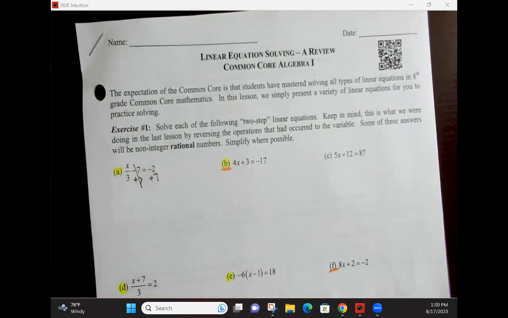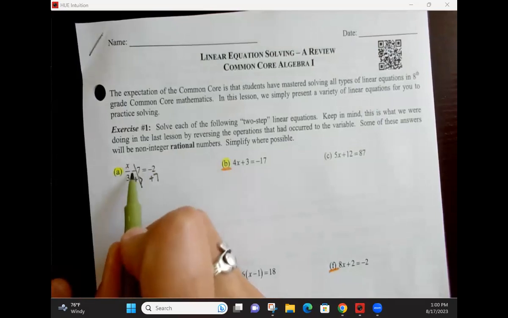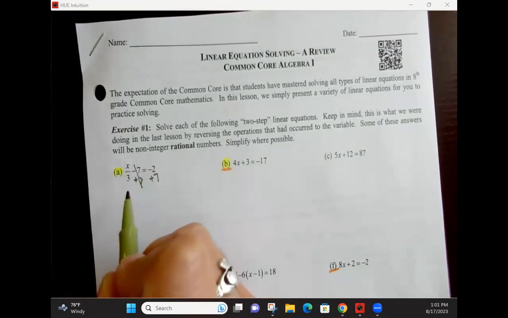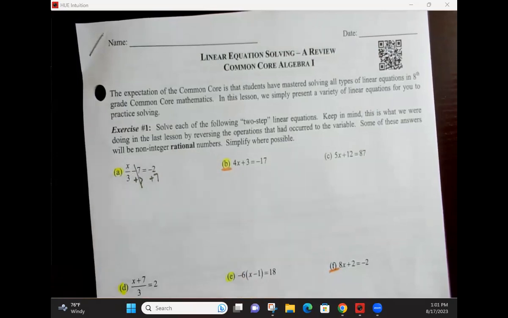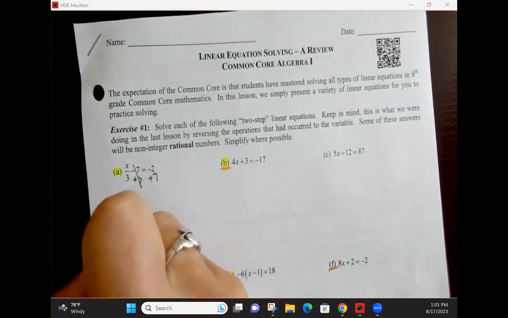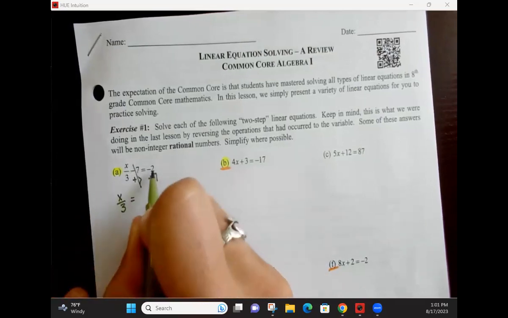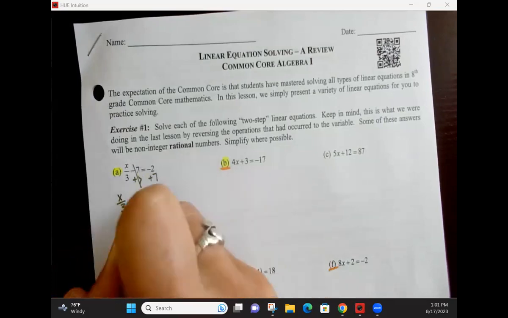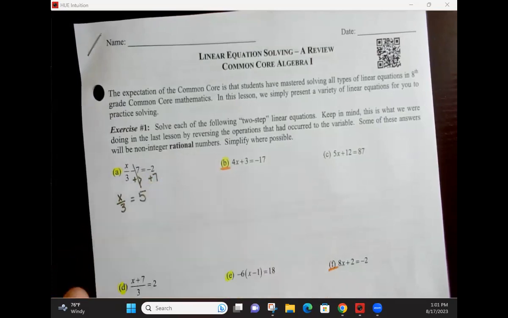Sometimes you may hear this explained as sort of moving the 7 from one side to the other. I know I use that phrasing from time to time. The idea is I don't want to be subtracting 7. I want this gone. So in order to get rid of the 7 here, to cancel the 7 here, I have to do the opposite operation. Okay, so that's what I'm doing. So I'm left with x over 3 equals negative 2 plus 7 will give me 5.